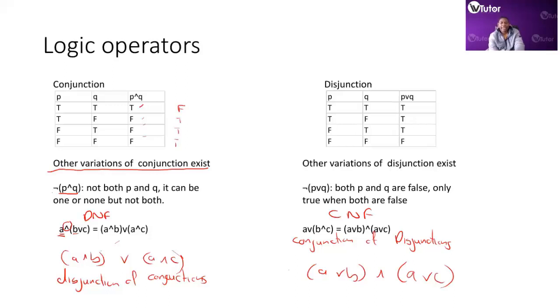Right, so we can negate the disjunction of two statements, not P or Q. P or Q means at least one is true. The negation of at least one, because at least one means one or more, means less than one are true. So in our case, none are true. So the negation of this would be false, false, false. It's only true when both of them are false.